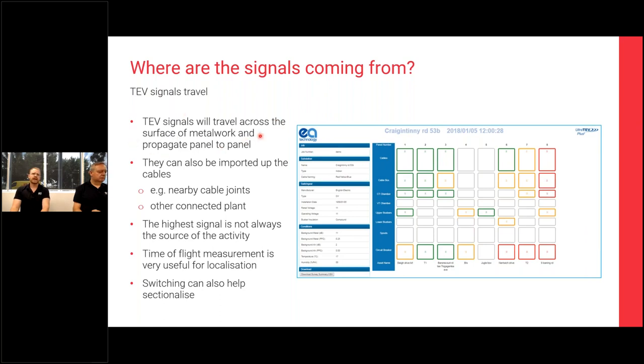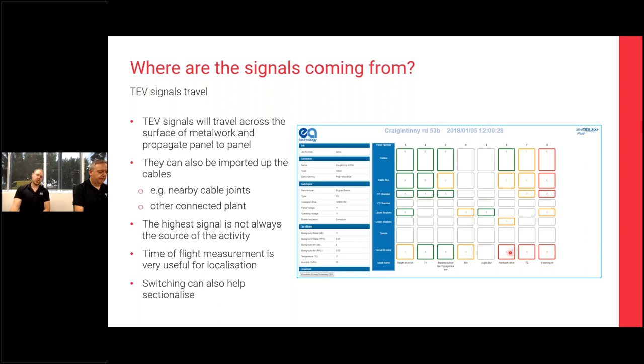As you can see on the right-hand side here, this is an overview summary of a switchboard that's been tested, with 8 panels. On panel number 8, we've got high-level TEV signals, which are classed as red. Orange ones are on panel 7, but at the front we have red, and then we're all green down here. So most likely the PD is situated in or near panel 8. But we've also got a few reds along the front here.